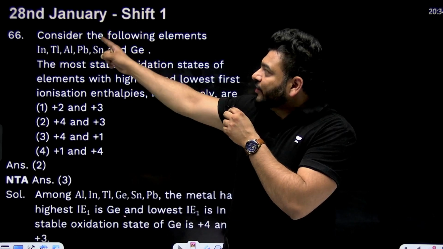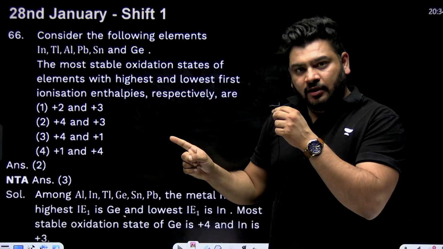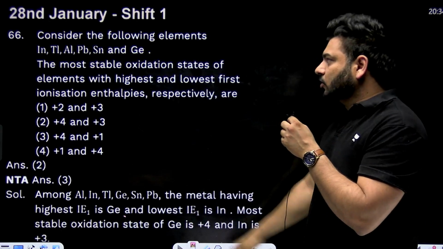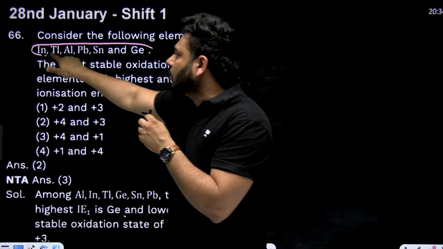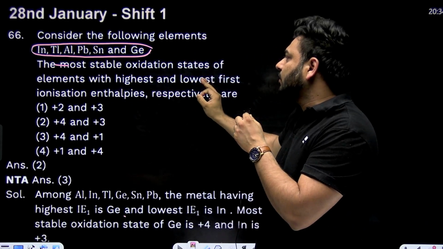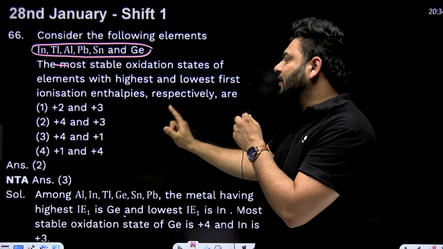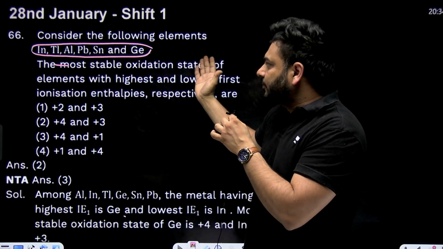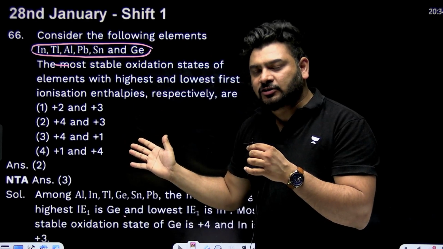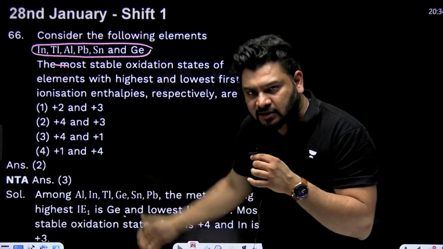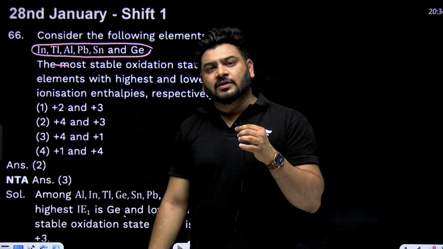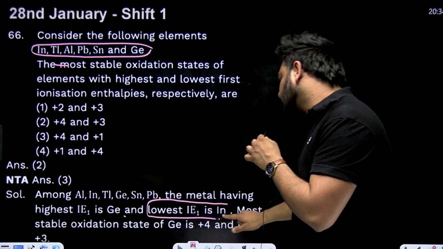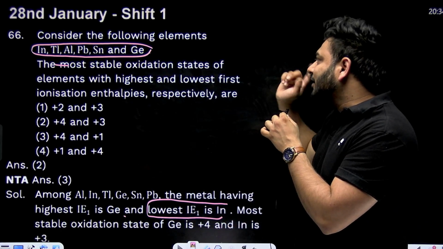So now we have 28th of January shift 1, and that was your 7th paper this year. So the question is, out of these elements we have to find out which one of them has the highest oxidation state, highest ionization enthalpy, that is IE1, and lowest IE1. All of these elements are group 13 and group 14, and talking about their ionization enthalpy order, indium is the one that has the lowest ionization enthalpy, and germanium is supposed to have the highest one.